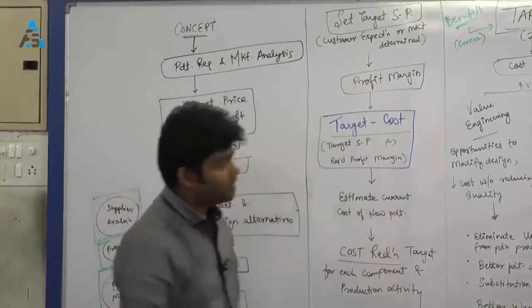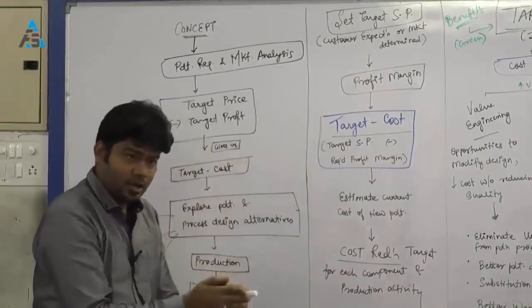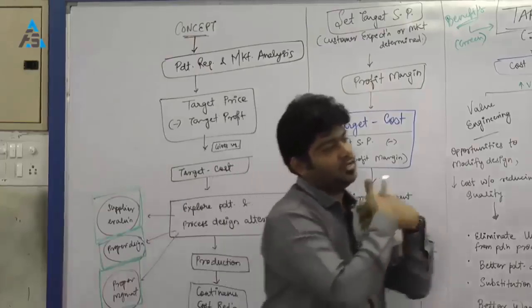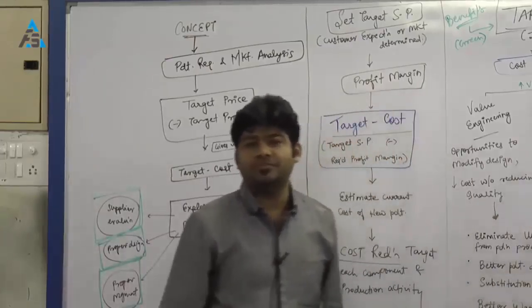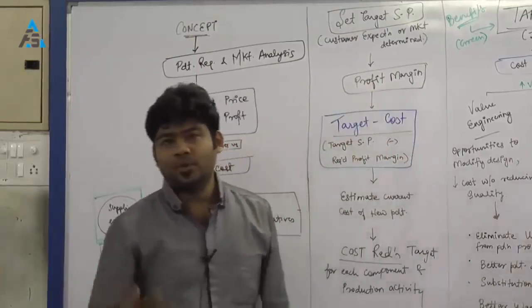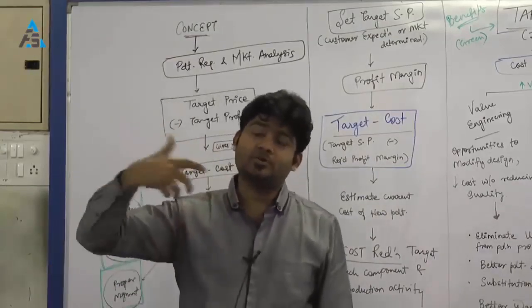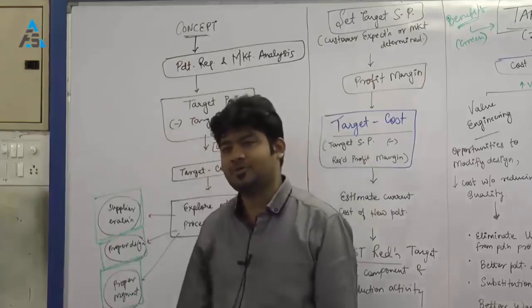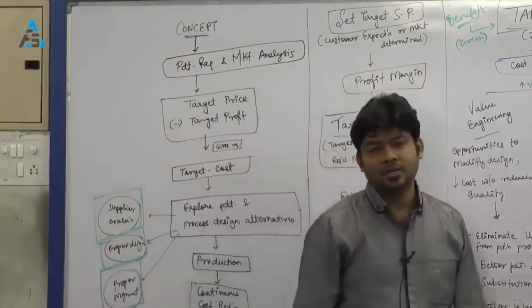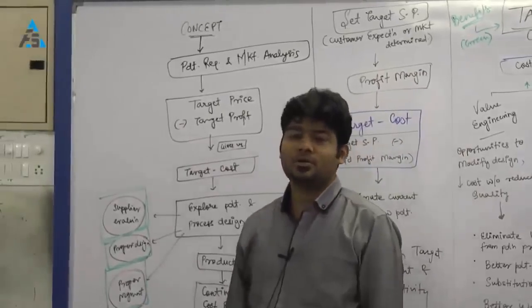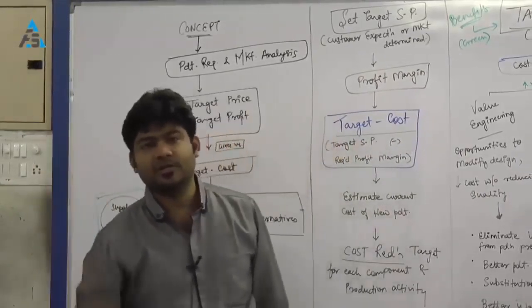So target cost means setting a cost well in advance, before starting the work of the whole product that you are going to manufacture. Kind of a standard cost. This is standard cost, because you will ask your production managers, your labor managers, your expenditure managers to tell you what exactly the total cost is that they are going to incur for their respective management.